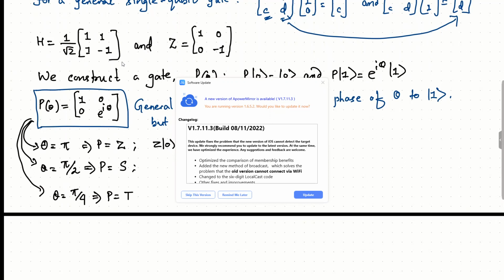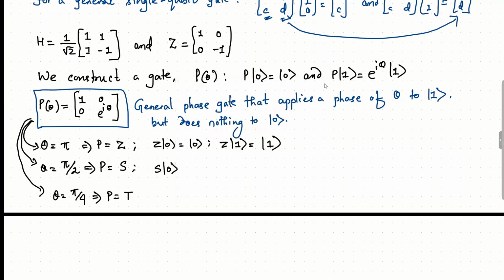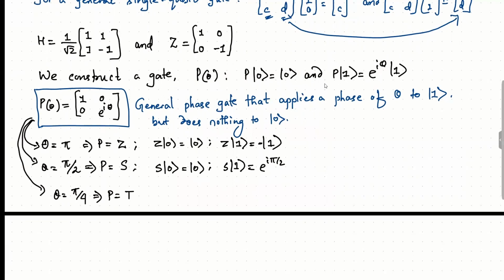For the S gate, maybe just write it first here, and then we'll look in the computer. Sorry about this. S applied to 0 should give me 0, and S applied to 1 should give me e to the power i pi over 2 times 1. Oops, here it should be a 1. I'm really sorry.